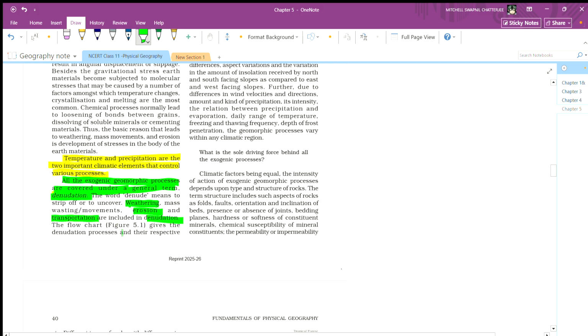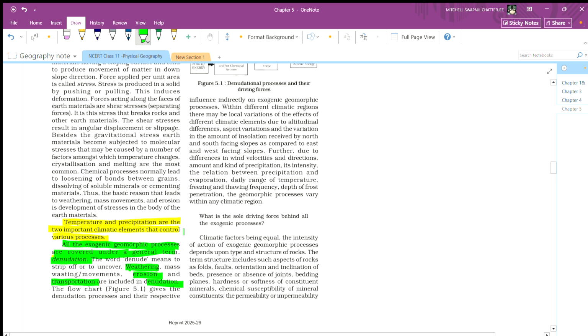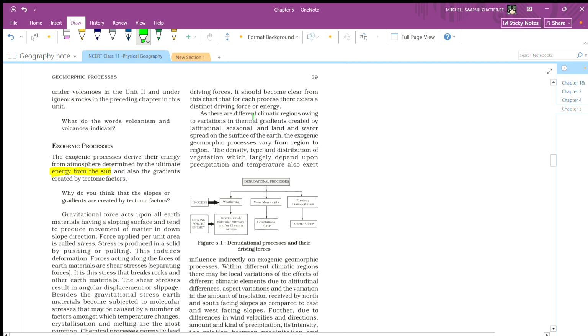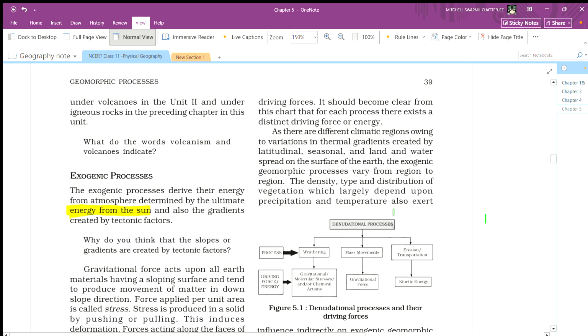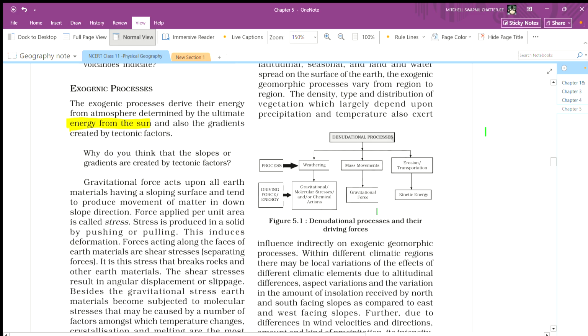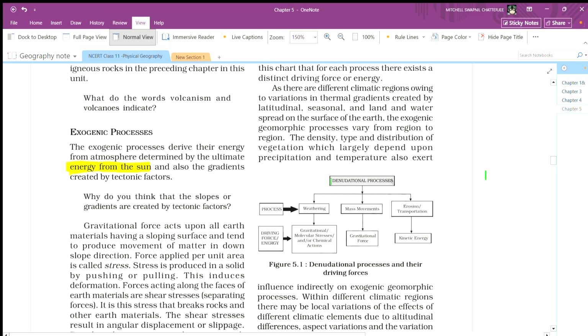The flowchart in 5.1 gives the denudation processes and their respective driving forces. So here are the denudation processes. We get three main areas. The first one is weathering. What causes weathering?